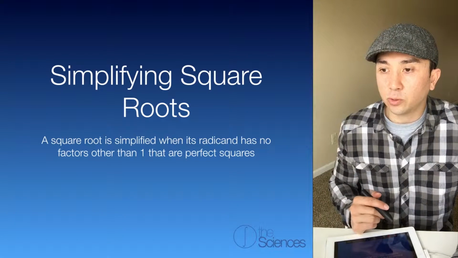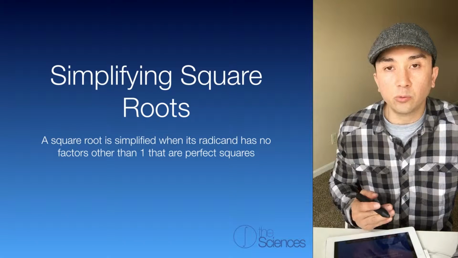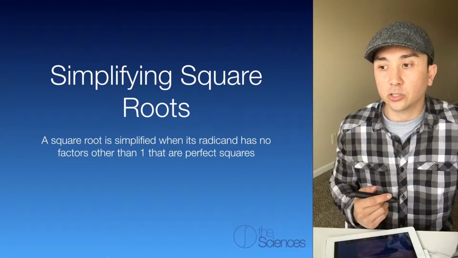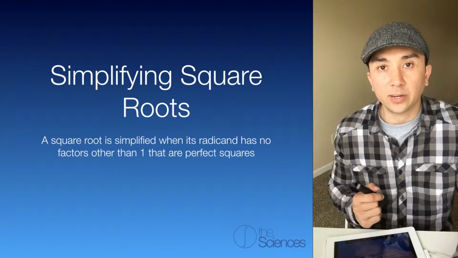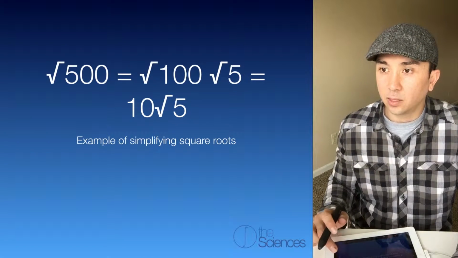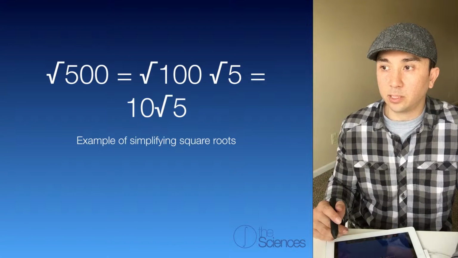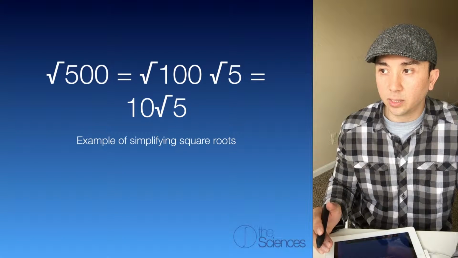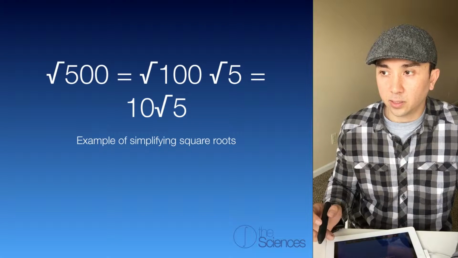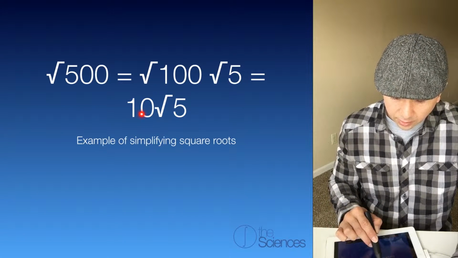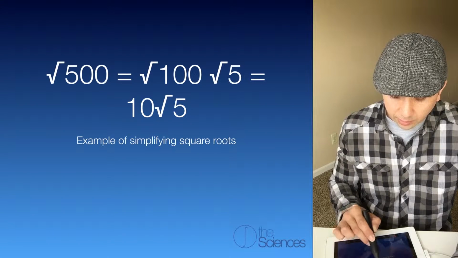Now, simplifying square roots: a square root is simplified when its radicand has no factors other than 1 that are perfect squares. So here we have the square root of 500 can be broken down into the square root of 100 and the square root of 5. Well, the square root of 100 is just 10, and then we just multiply that by the square root of 5.